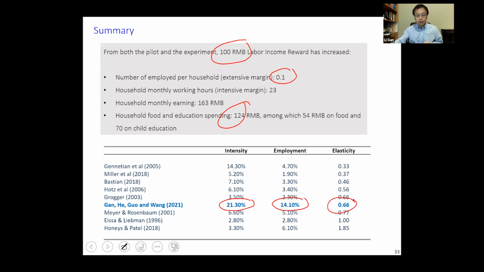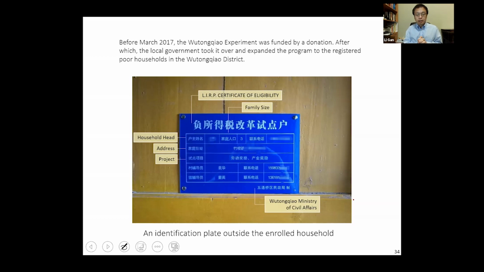As I mentioned, the local government liked this program a lot. They really liked the program. So in March 2017, they took it over. They used their budget to fund this program, whereas the original was funded by a donation. There are more than 1,000 households that have this program.